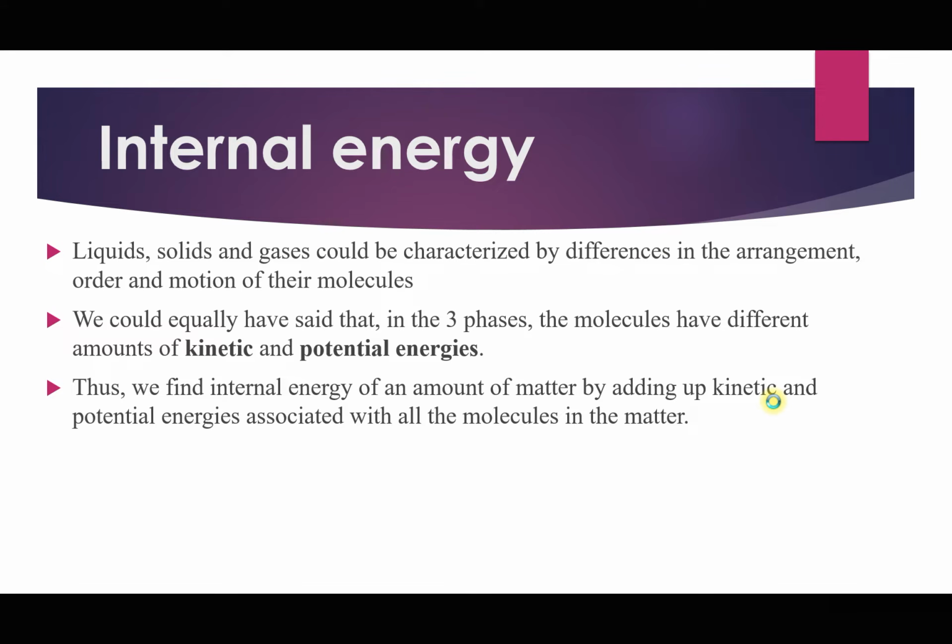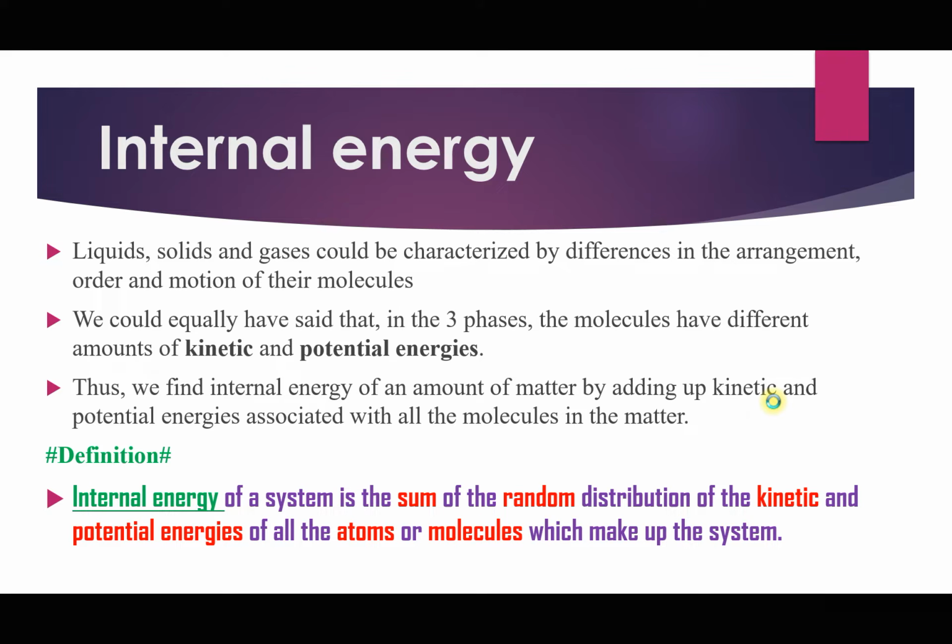Thus, we find the internal energy of an amount of matter by simply adding up the kinetic and the potential energies associated with all the molecules that make up matter. So we look at the kinetic energy part and the potential energy part of all the molecules that make up the matter to find what we call the internal energy of that matter or the internal energy of the substance. Therefore, we can define internal energy of a system as the sum of the random distribution of the kinetic and the potential energies of all the molecules that make up the system.